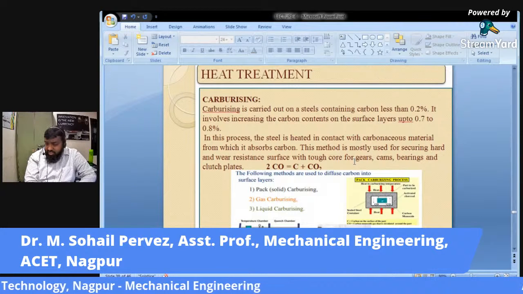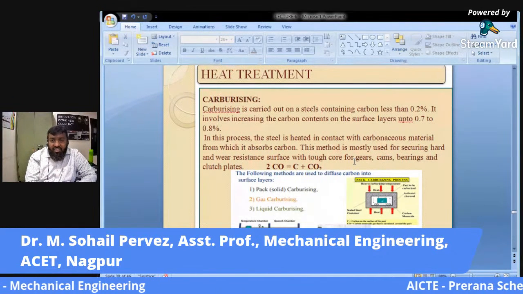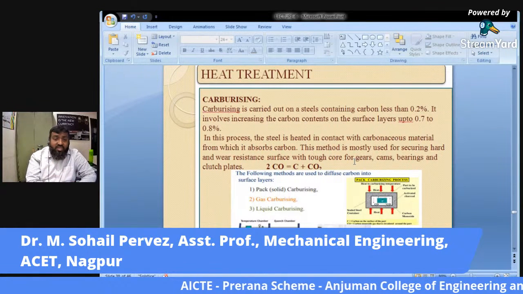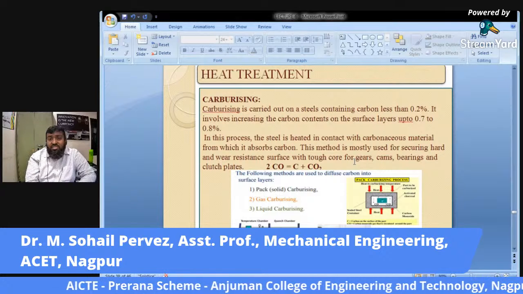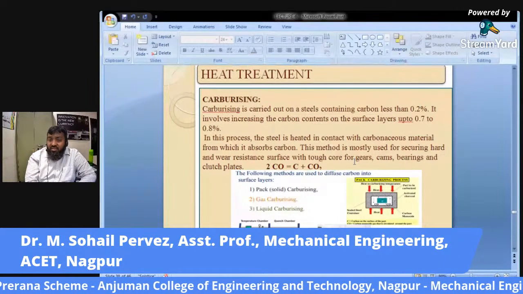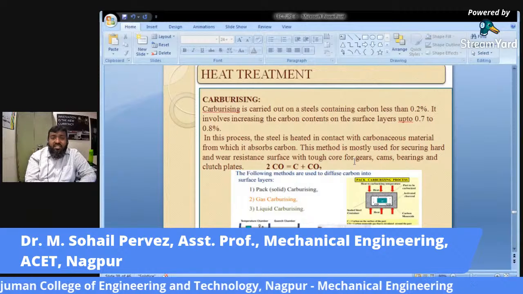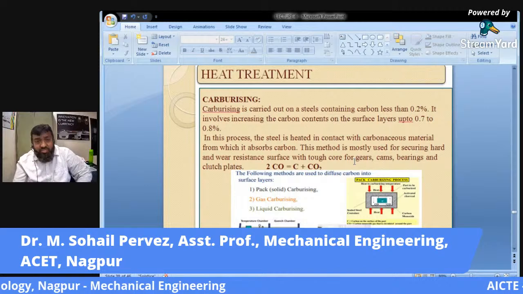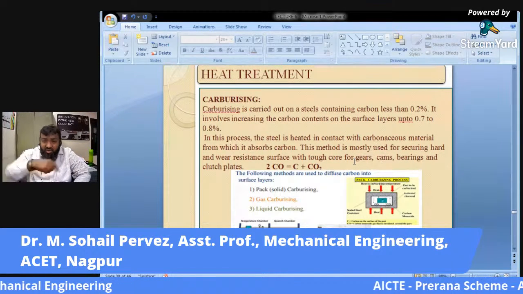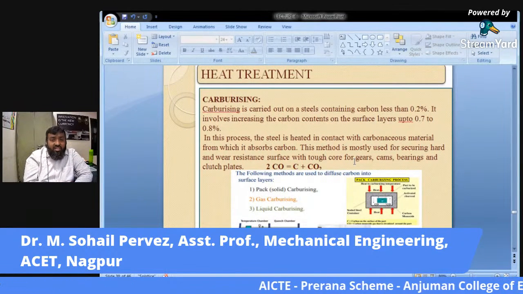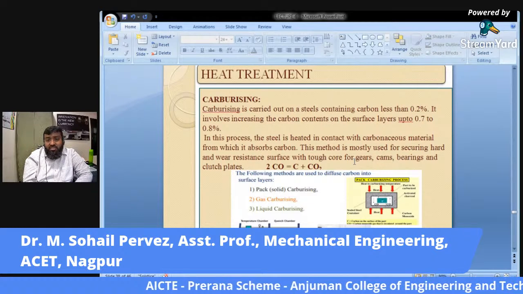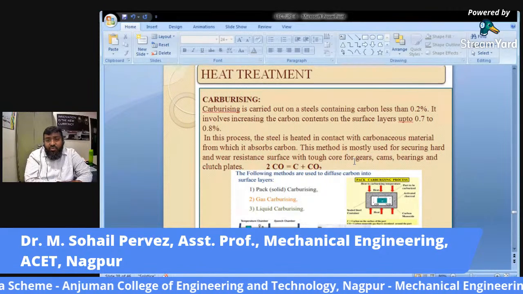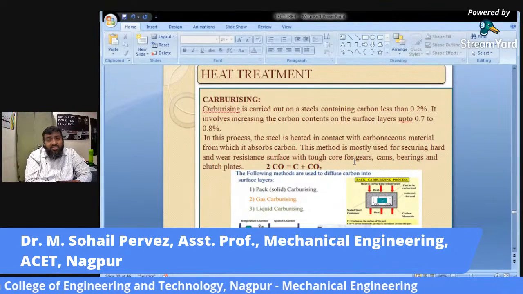The next one is carburizing. This is a very famous process for our gears, clutch plates. I insist, for gears and clutch plates, we use carburizing. It is carried out on steel containing carbon less than 0.2%. It involves increasing the carbon content on the surface layer up to 0.7 to 0.8%, from 0.2 to 0.8%. In this process, the steel is heated in contact with carbonaceous material from which it absorbs carbon. This method is mostly used for securing a hard and wear resistant surface with a tough core for gear, cam, bearings and clutch plate.